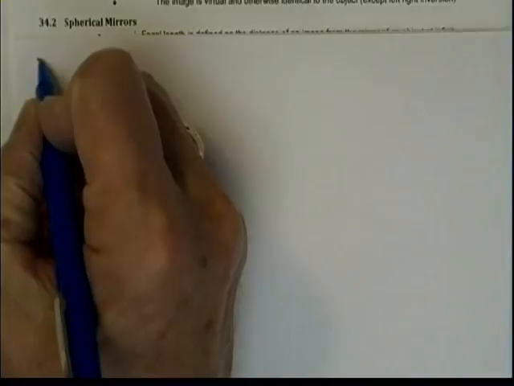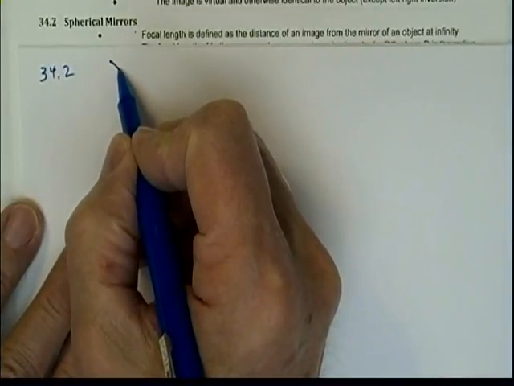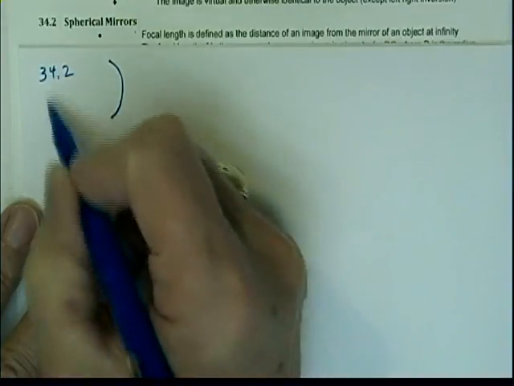We're in chapter 34. The last section was on plane mirrors, that is, mirrors that are totally reflective and flat, section 34.1. We now begin section 34.2 on spherical mirrors. Now, spherical mirrors can be viewed in two ways. We primarily use spherical mirrors because they're inexpensive to manufacture, and they are part of a sphere.